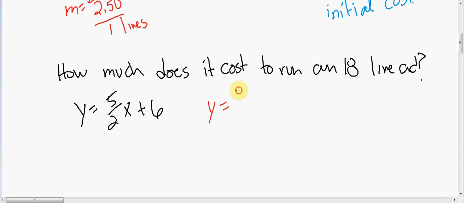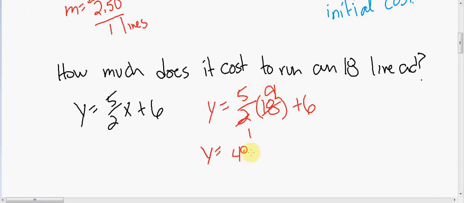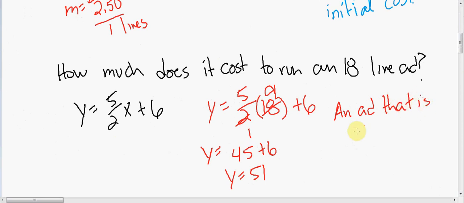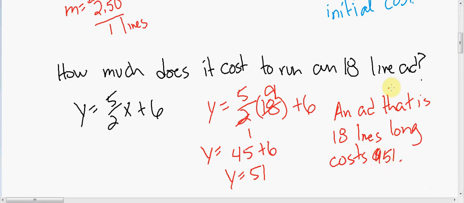So y equals 5 over 2. I'm going to put 18 right in there for the x. I'm going to add 6, and we'll do the math here. We can cross cancel. That's a 1 and that's a 9. 5 times 9 is 45 plus 6, and we get 51. So we can say that we want to use a sentence to answer this. An ad that is 18 lines long costs $51. And that'd be the answer to that question right there.